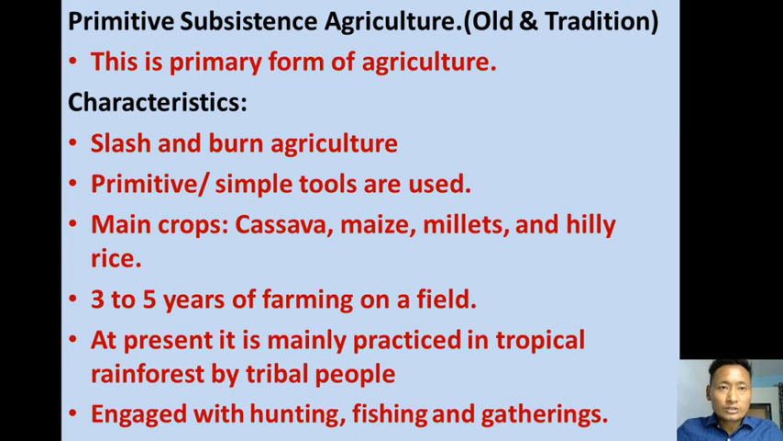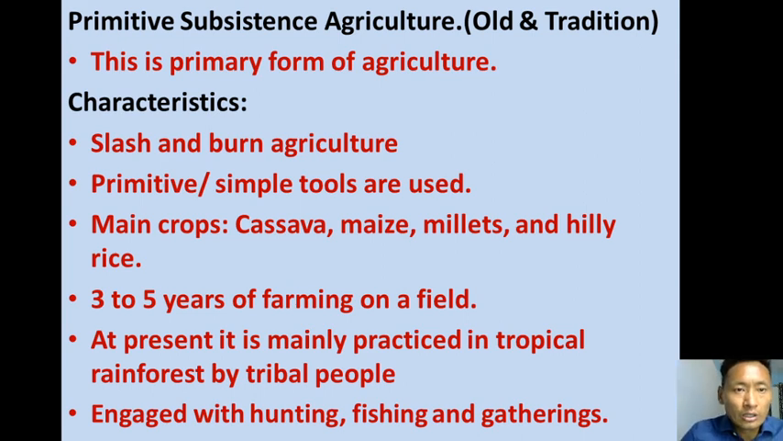The first type of subsistence agriculture that we are going to learn is primitive subsistence agriculture. What is meant by primitive subsistence agriculture? It is the old, traditional, or primitive way of cultivation of crops, mainly for self-consumption. That is called primitive subsistence agriculture. So this is the primary form of agriculture.